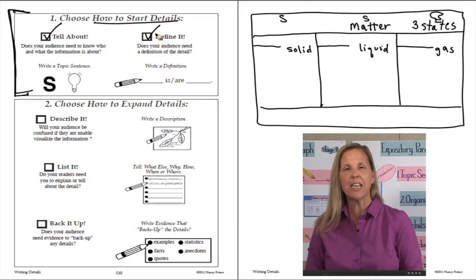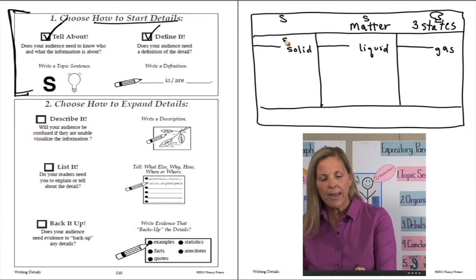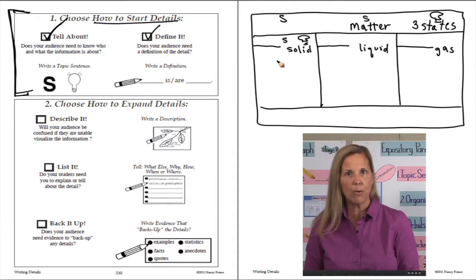Do I need to define it? No, I don't need any definition. So all I'm going to do is my detail, secret formula, S light bulb. Let's go back to our organizer. So if I have S light bulb, I don't need the kids to write that secret formula there. I'm just showing you as we're doing this.